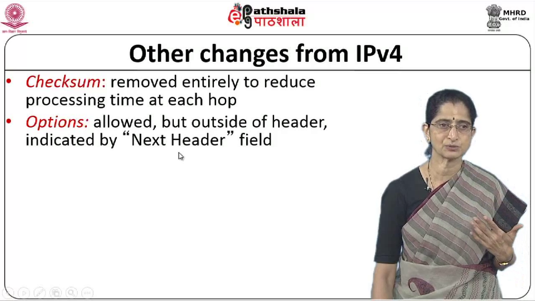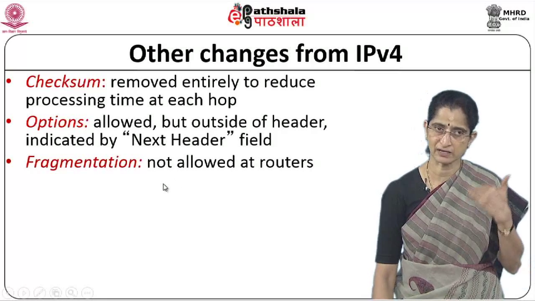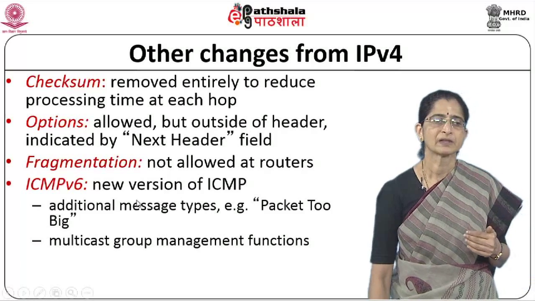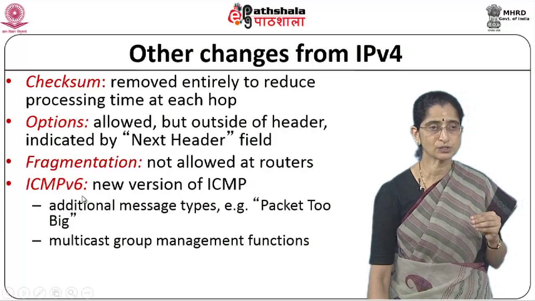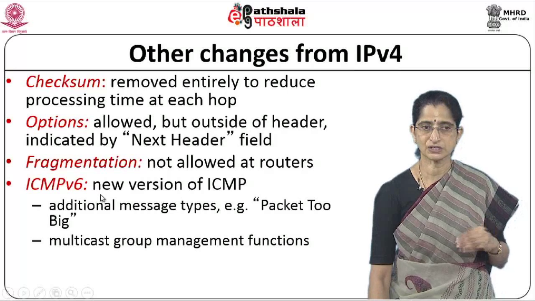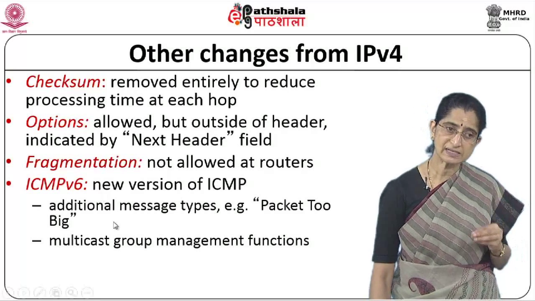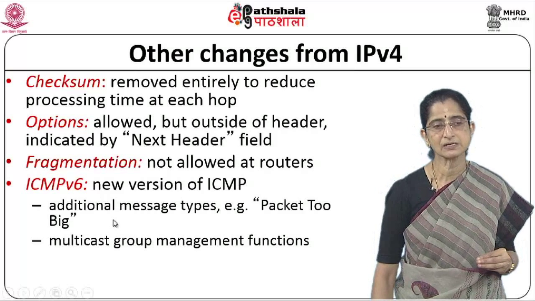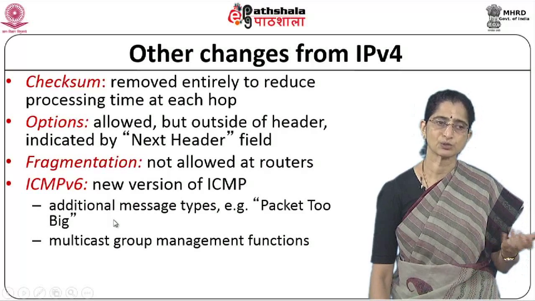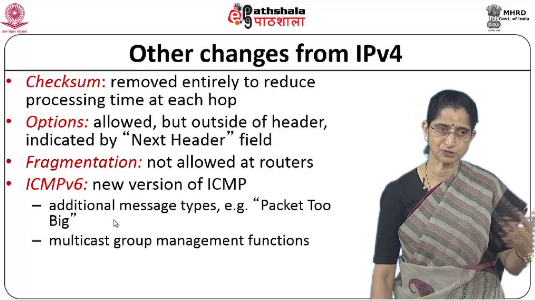So, that again helps to improve the efficiency of processing. Fragmentation, I said, is not allowed at the router. So again, we are trying to reduce the amount of time taken for processing the packets. And then there is also a new version of ICMP that has been supported, ICMPv6, which is the companion protocol for IPv6. Now, this has support for some additional message types and certain other functions which are required for IPv6 to function efficiently. So, IPv6 plus ICMPv6 gives us a good combination that can be used for very efficient processing.